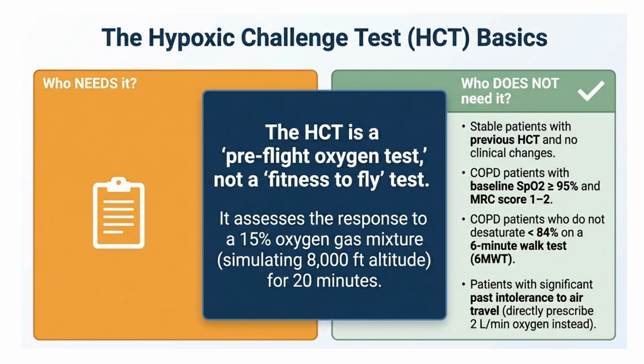So who does not need it? Usually stable patients: COPD patients with baseline saturation more than 95, COPD patients who do not desaturate to less than 84% in the 6-minute walk test, and also patients with significant past intolerance to air travel. This type of patient needs 2 liters per minute of oxygen directly, without doing HCT.